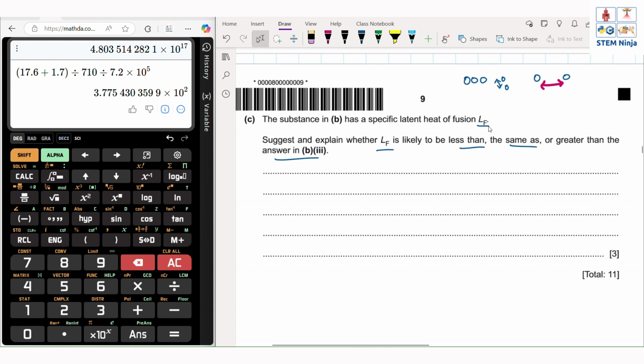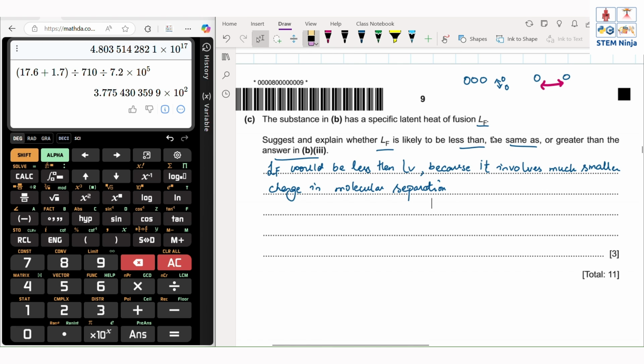So the perspective is that we are comparing this with latent heat of fusion. So we can say that latent heat of fusion would be less than LV because fusion involves a much smaller change in molecular separation than vaporization.